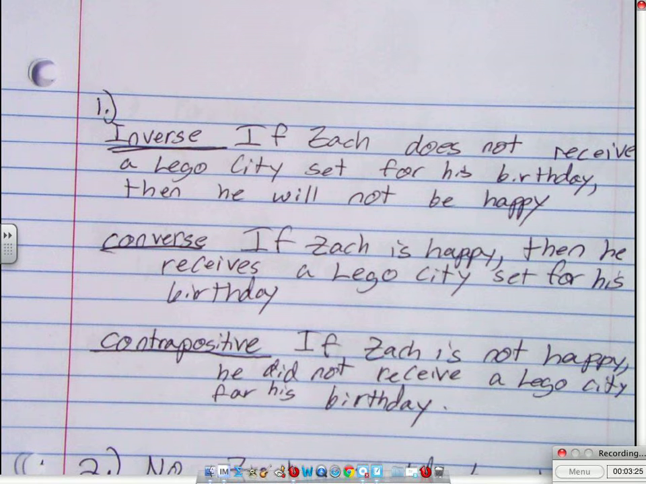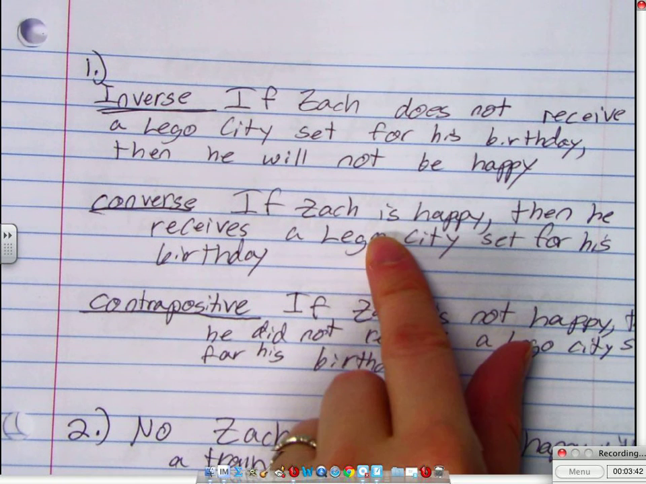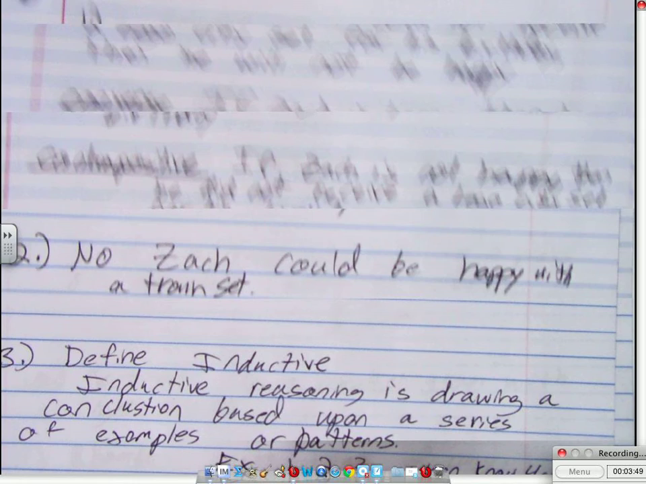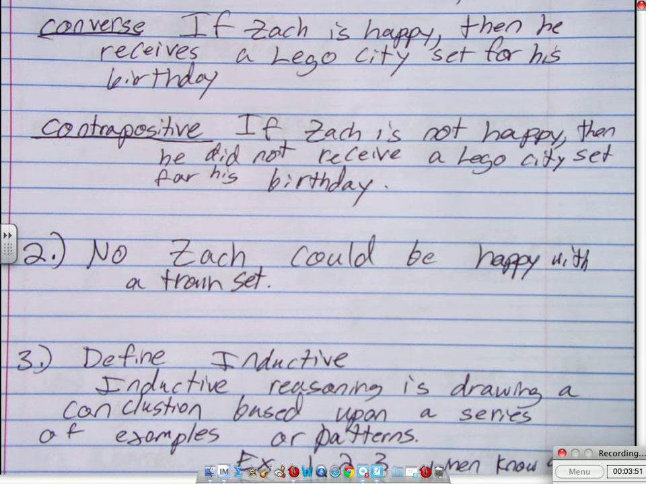Contrapositive: if Zach is not happy, then he did not receive a Lego City set for his birthday. We know that the converse is not necessarily true. There are other reasons why Zach might be happy. Zach could be happy with a train set. That was just an example. Yours might be different. You could say he would be happy for something else.